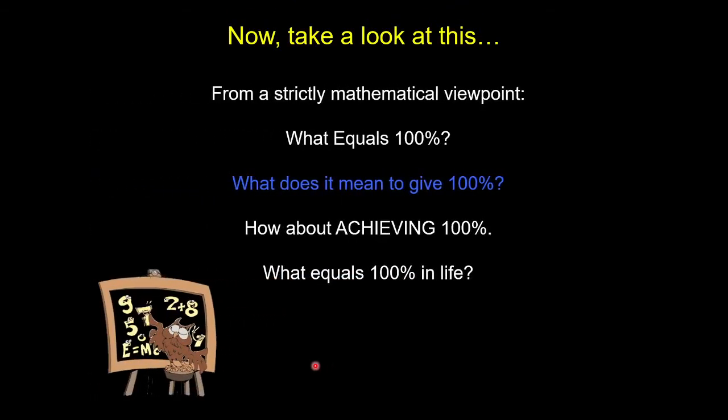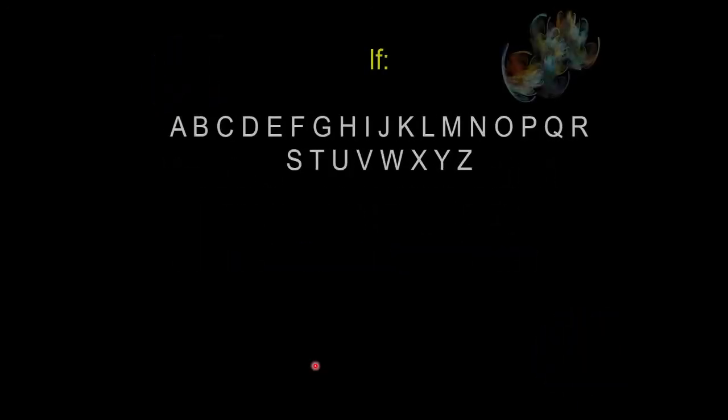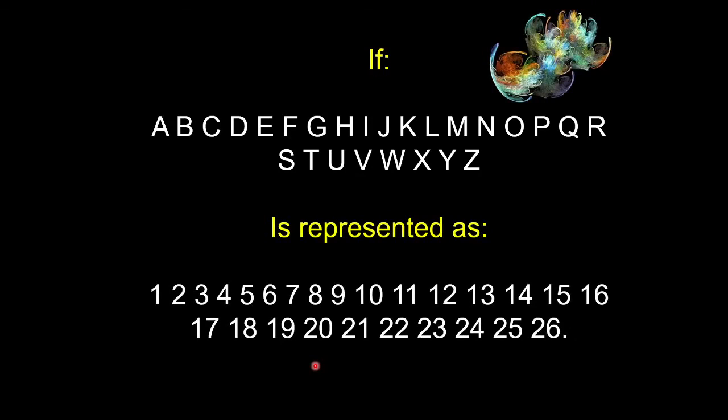Now look at this one. From a strictly mathematical viewpoint, what equals 100%? What does it mean to give 100%? How about achieving 100%? What equals 100% in life? Here's a little mathematical formula that might help answer this question. If A, B, C, D until Z are represented by the numbers 1 to 26, so take note, A to Z has 26 letters, A is 1, B is 2, C is 3, and so on and so forth.